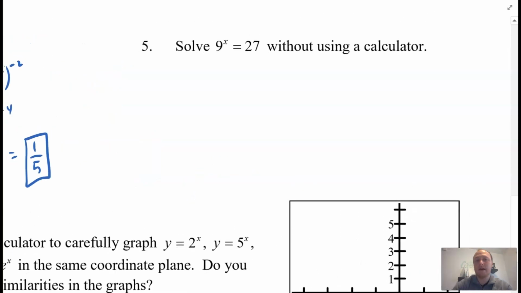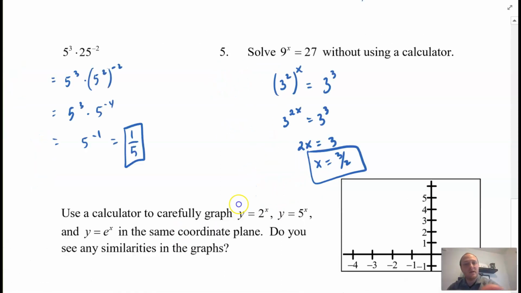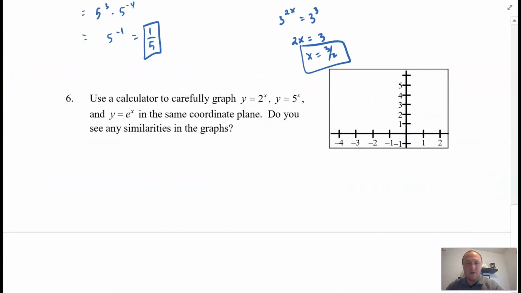On number 5, okay, I can rewrite this as base 3. So this is 3 squared to the power of x equals 3 to the power of 3. Well, now I have 3 to the power of 2x is equal to 3 to the power of 3. This is known as the exponential property of equality. If I have the left side equal to the right side, and their base is the same, then their exponents must be the same. So 2x is equal to 3, which means that x is equal to 3/2. All right? Pretty simple. Okay, let's go ahead and talk about graphing now.